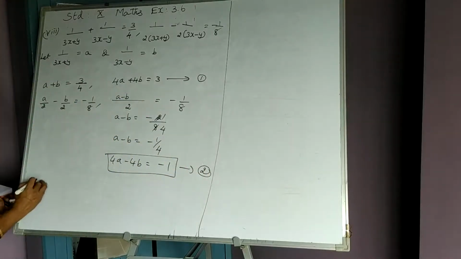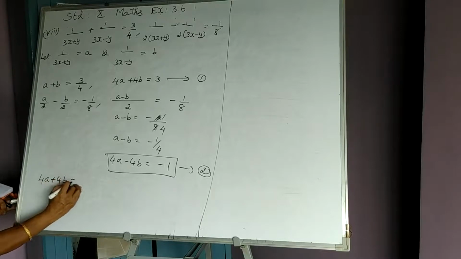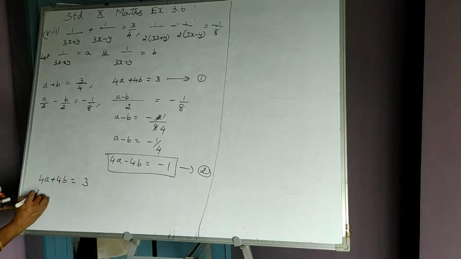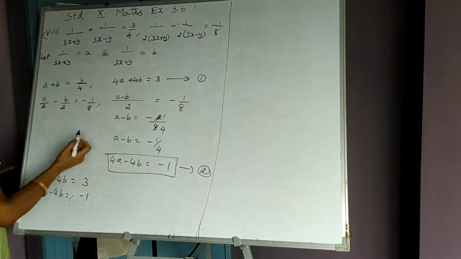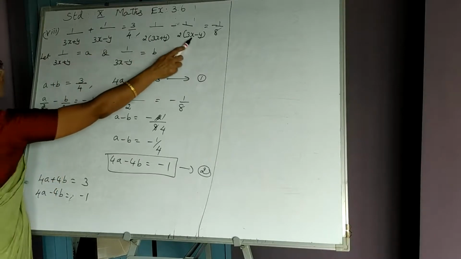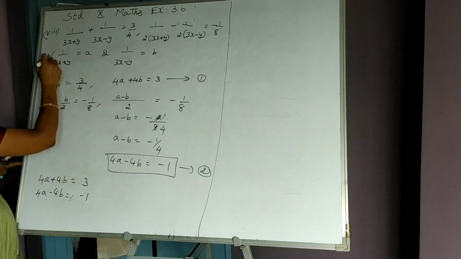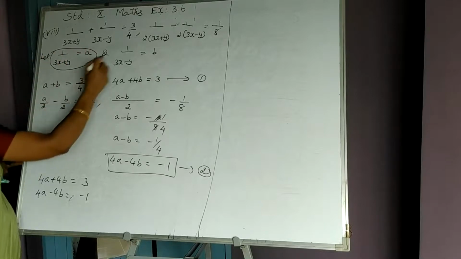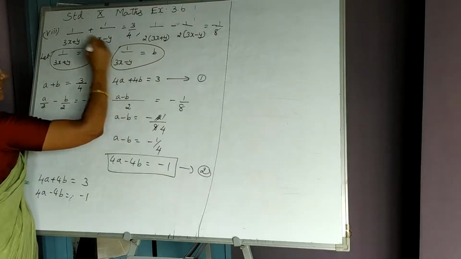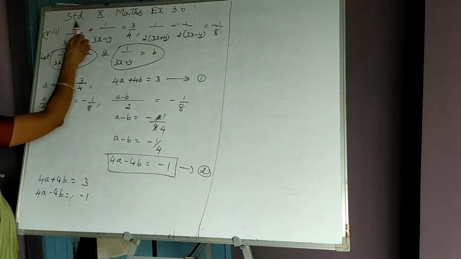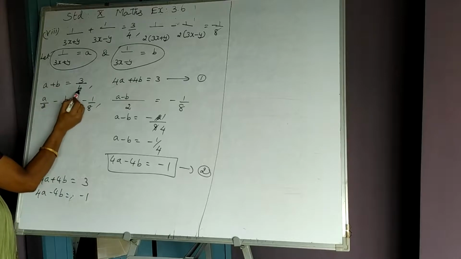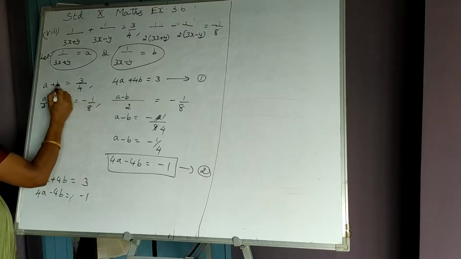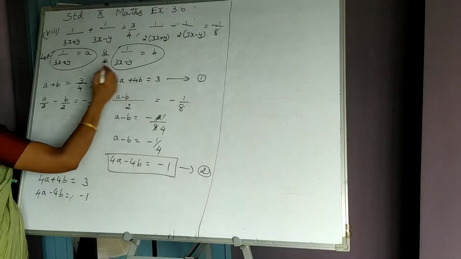Right. So 4a plus 4b equal to 3 is the first equation. I am writing both the equations together. 4a minus 4b equal to minus 1 is the second equation. Okay, we see again. These are the given equations. Substitution is 1 upon 3x plus y is taken as a, 1 upon 3x minus y is taken as b. Therefore, here it is a plus b equal to 3 upon 4. Cross multiply. So, 4 into a becomes 4a, 4 into b becomes 4b is equal to 3.